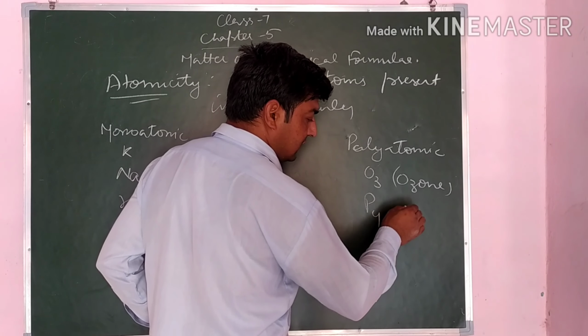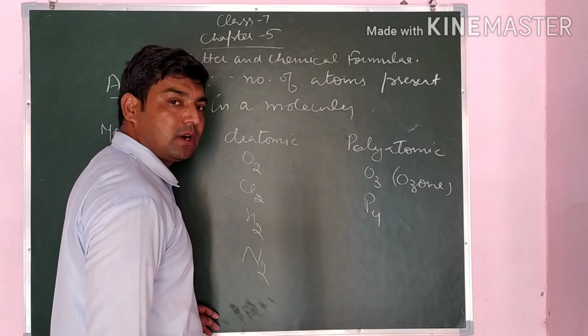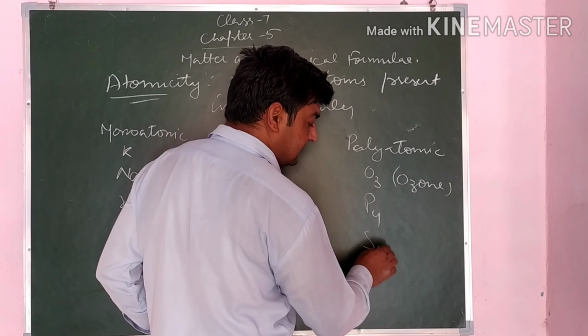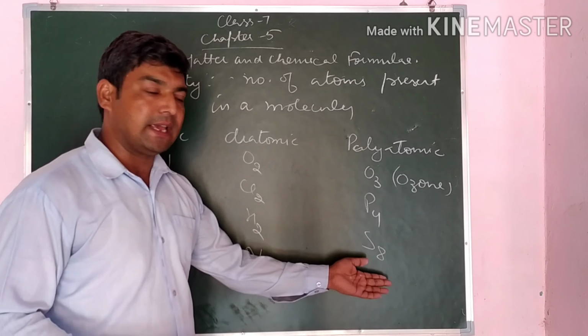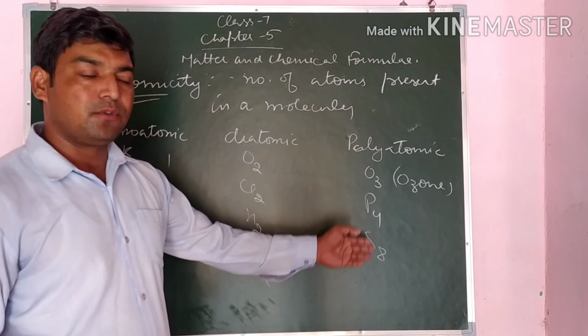Similarly, we have phosphorus. Ozone has 3 atoms of oxygen. Phosphorus has 4 atoms of phosphorus. Similarly, sulfur. Sulfur has 8 atoms. When 8 atoms combine, they form sulfur, S8. Similarly, 4 atoms of phosphorus combine to form phosphorus.